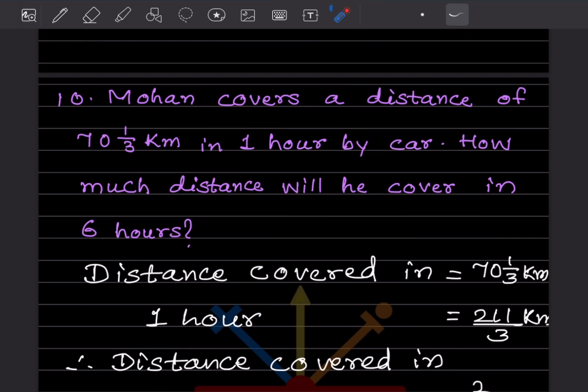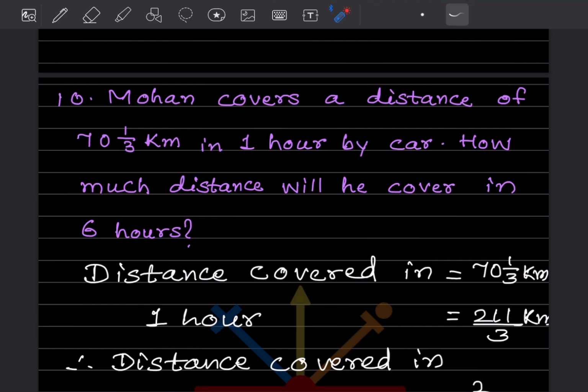Mohan covers a distance of 7 integers 1 by 3 kilometer in 1 hour by car. How much distance will he cover in 6 hours? So this is very easy. First you have to write the distance covered in 1 hour, that is 7 integers 1 by 3 kilometer, but this is in mixed fraction. So let us make it improper. So this will be 210 plus 1, 211 by 3 kilometer.